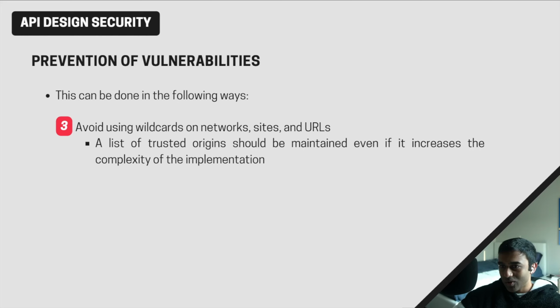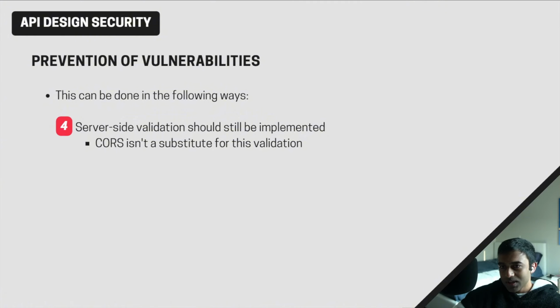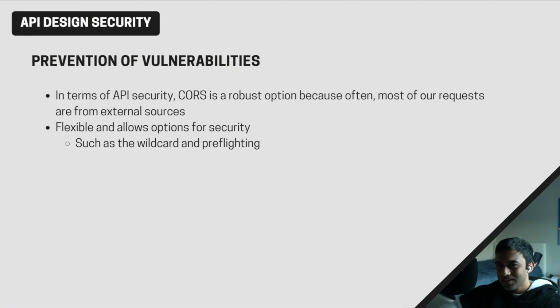A list of trusted origins should be maintained even if it increases the complexity of the implementation. And fourth, server-side validation should still be implemented. CORS isn't a substitute for this validation. In terms of API security, CORS is a robust option because often most of our requests are from external sources. It's flexible and it allows options for security, such as the wildcard and pre-flighting requests.